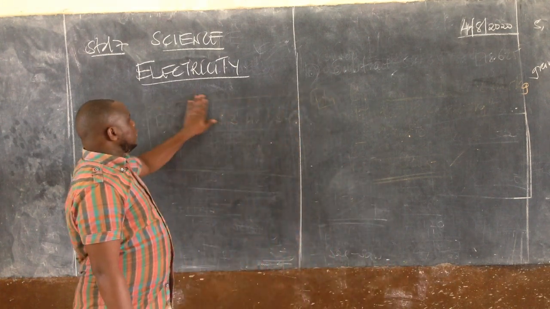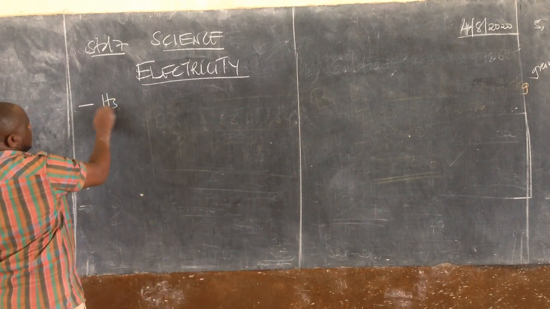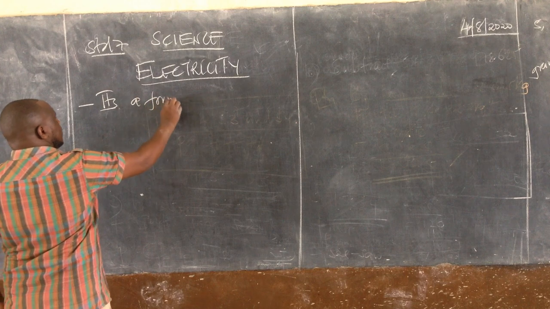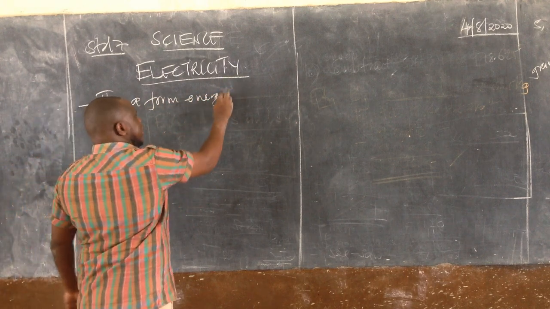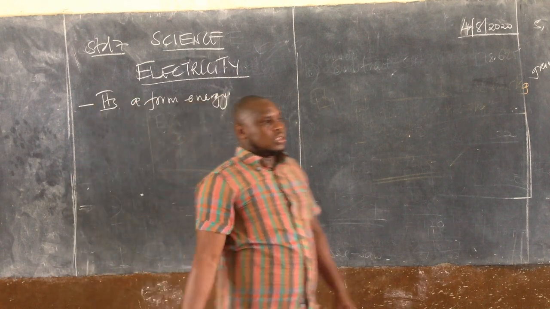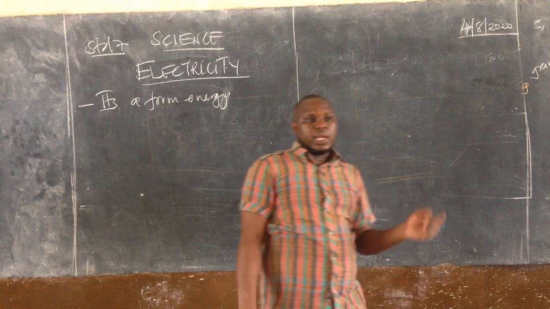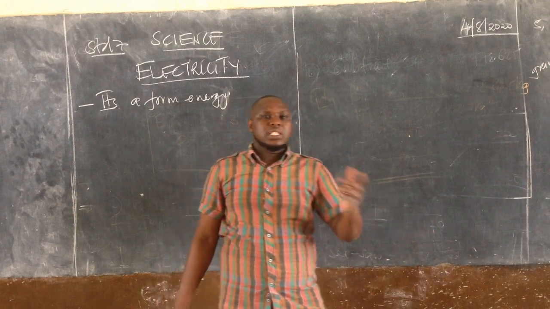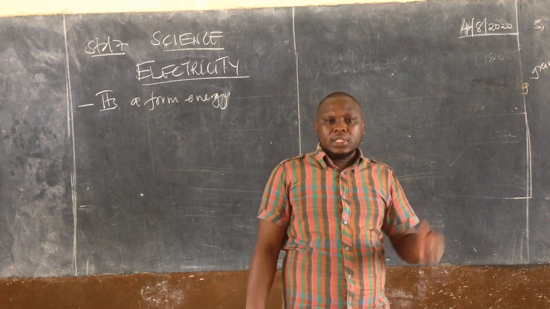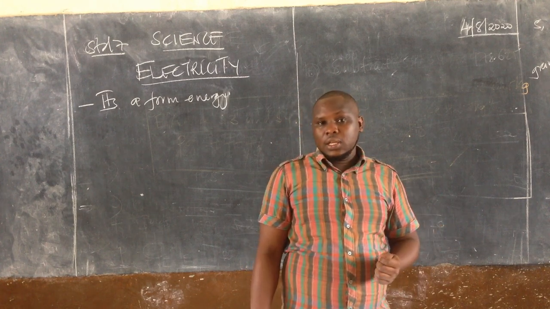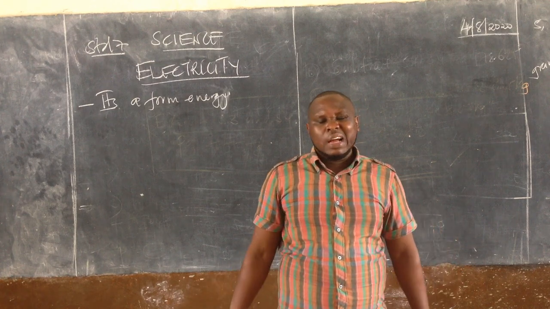Now, electricity. We say that this is a form of energy. And just to remind you what energy is, we say energy is the ability to do work. So we have many forms of energy, like magnetic energy, sound energy, heat energy, mechanical energy, chemical energy, and so many other types of energy.